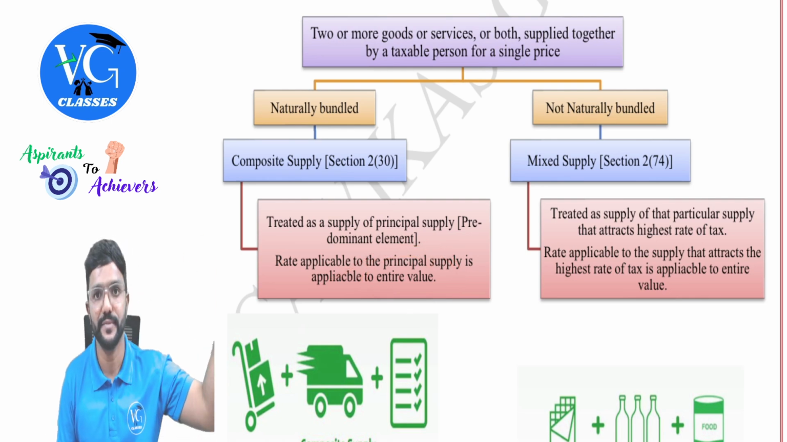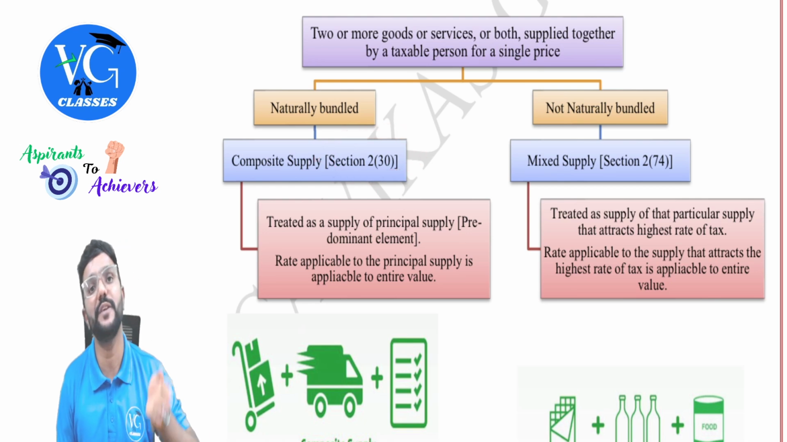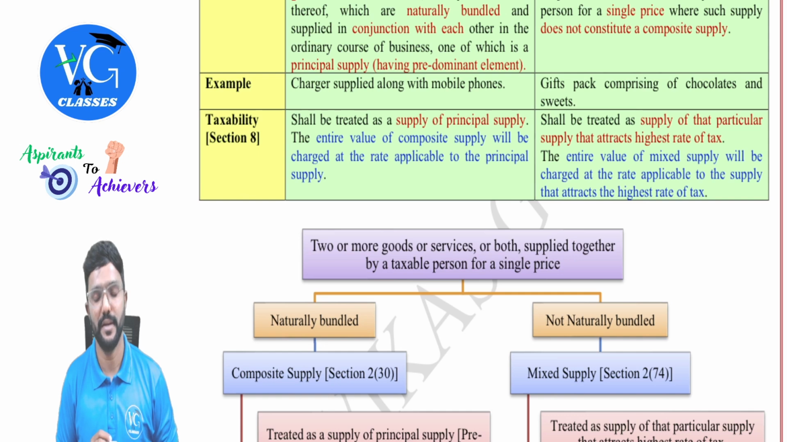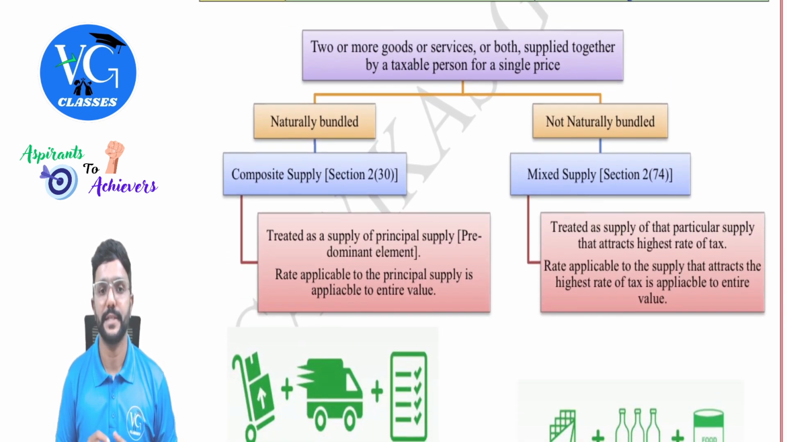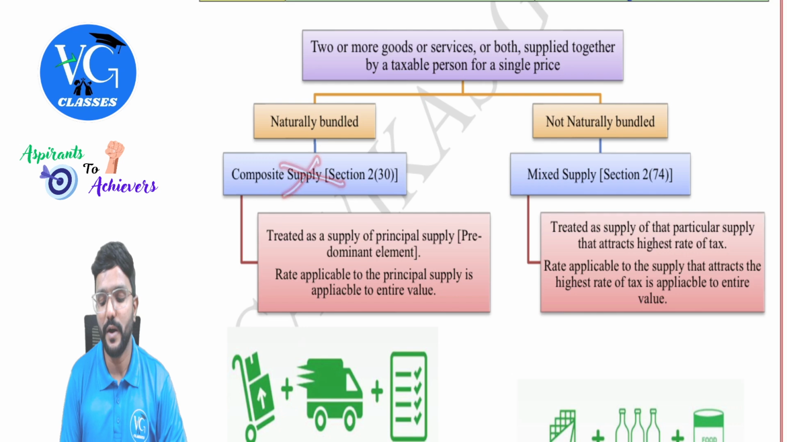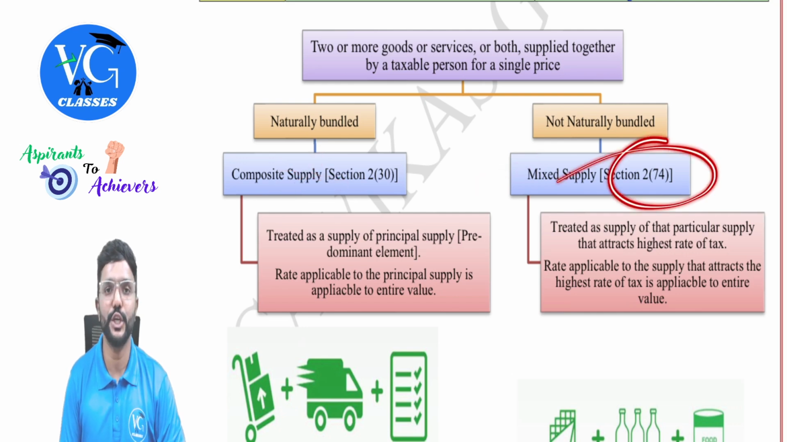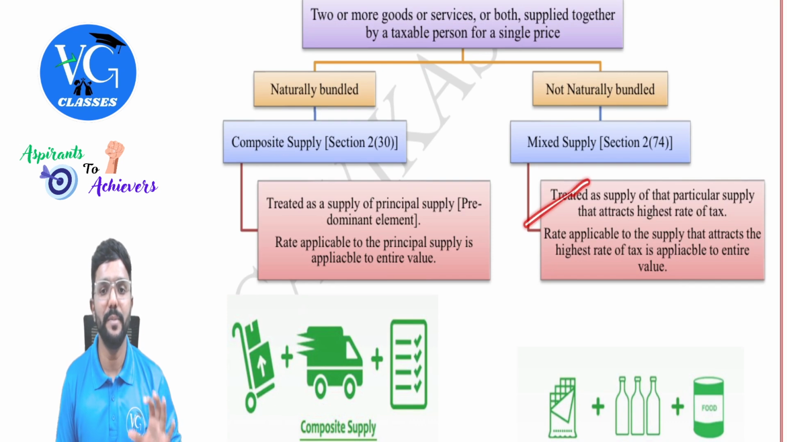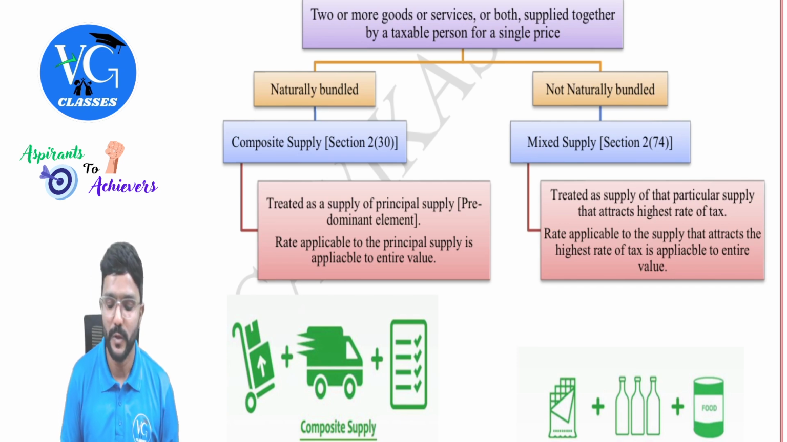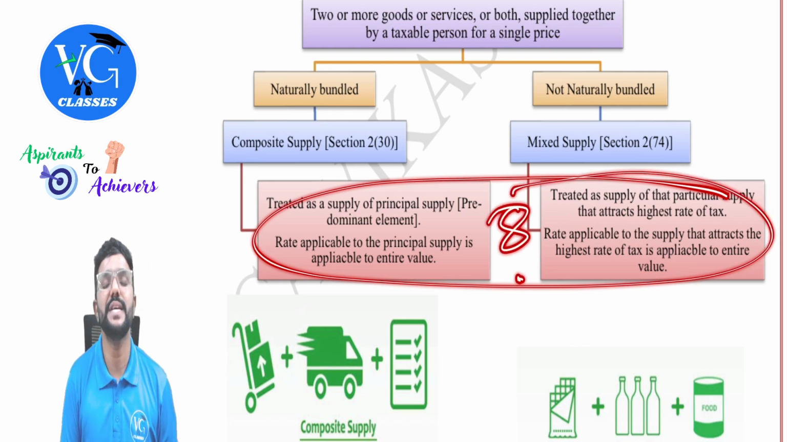Where is it given? In section 8. Please be careful. Section 2 clause 30 defines composite supply, but the GST rate applicable on composite supply is given in section 8. I have given it in the last point in the table. Next, if it is not naturally bundled, then it is not a composite supply. Accordingly, it will become what? Mixed supply as per section 2 clause 74. And it will be treated as a supply of that particular supply that attracts the highest rate of tax. The rate applicable to the supply that attracts the highest rate of tax is applicable to the entire value. So whatever I have given here is a part of section 8, guys.